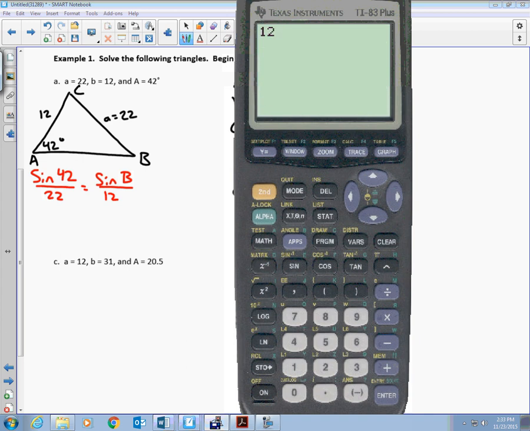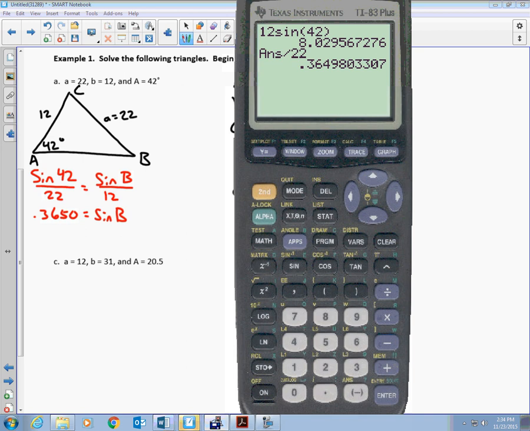12 times the sine of 42 divided by 22. I get 0.3650. I'm going to round to 4 decimal places. 0.3650 equals the sine of B. If you're going to use decimals to calculate this, you must round out to 4 decimal places, otherwise it won't work. How do I find the angle?